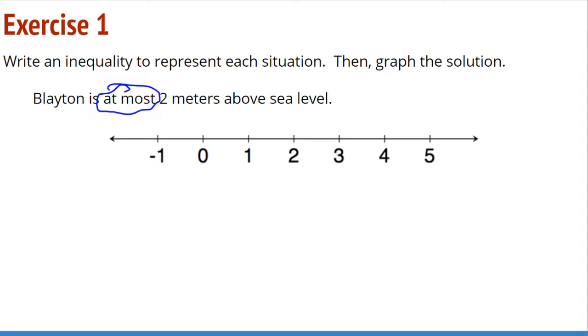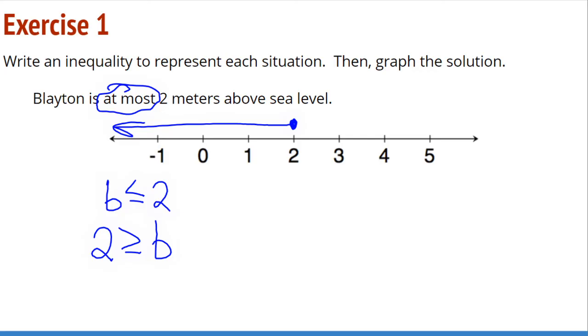So, Blayton is less than or equal to 2 meters, or I could think of it this way, 2 meters is greater than or equal to Blayton. So I have equal to, so I'll fill in the circle, and Blayton is somewhere to the left of this. The most he's at is here.